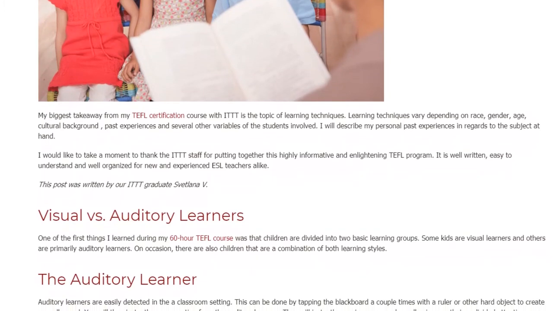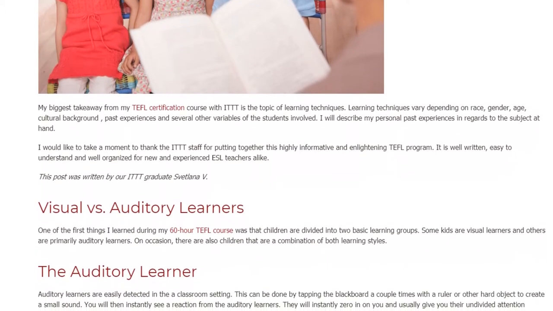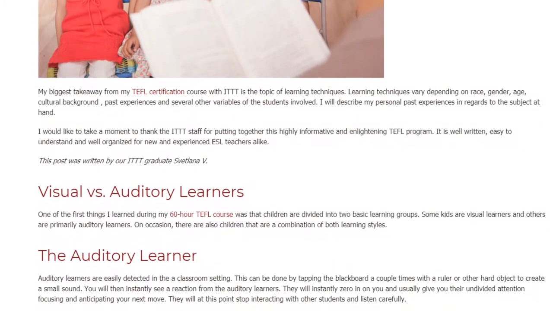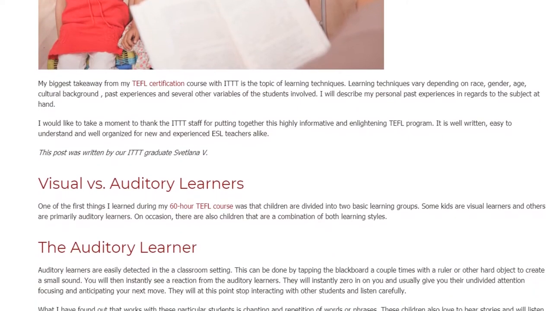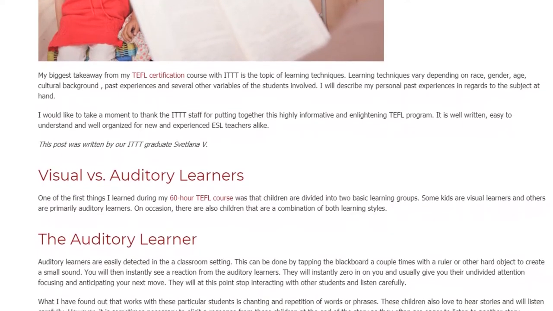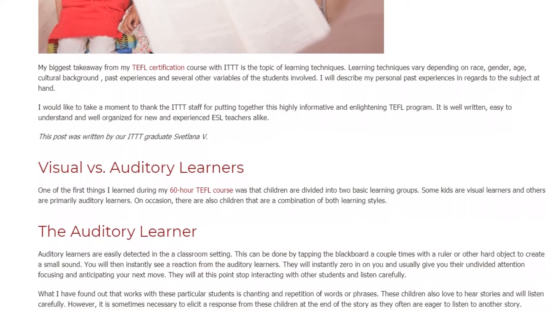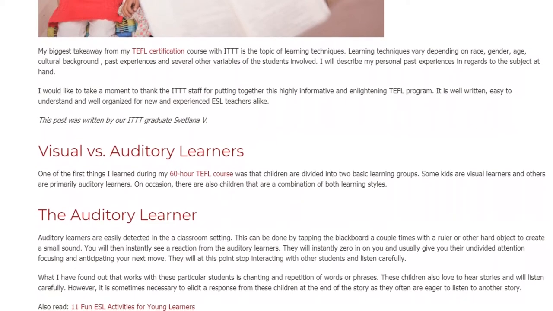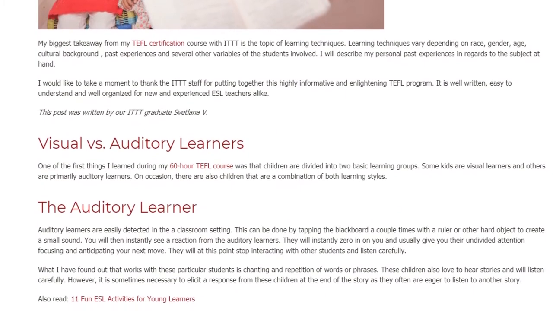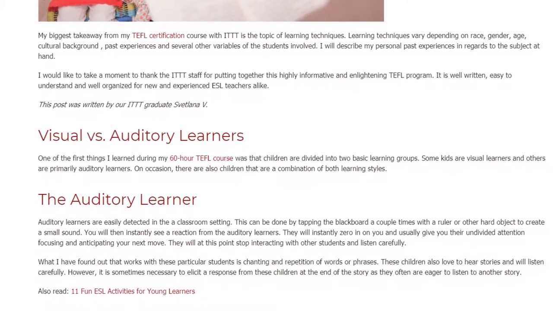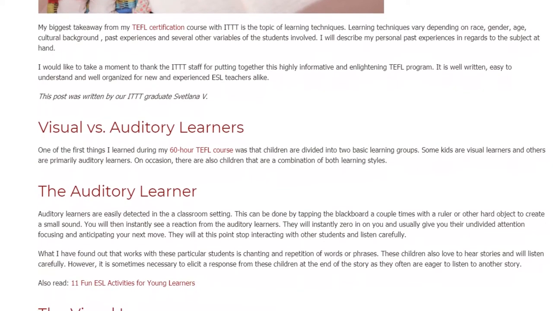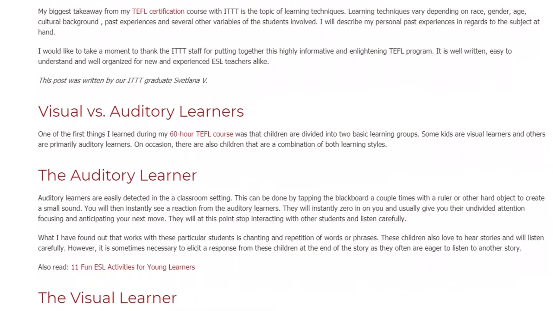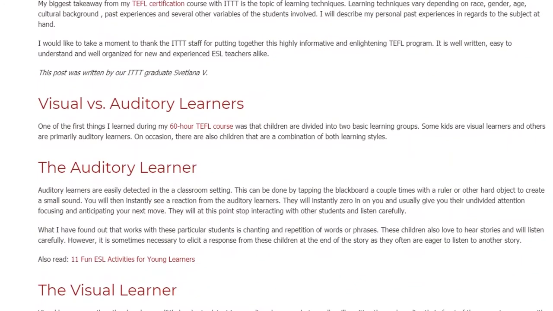The auditory learner. Auditory learners are easily detected in the classroom setting. This can be done by tapping the blackboard a couple times with a ruler or other hard object to create a small sound. You will then instantly see a reaction from the auditory learners. They will instantly zero in on you and usually give you their undivided attention, focusing and anticipating your next move. They will at this point stop interacting with other students and listen carefully.